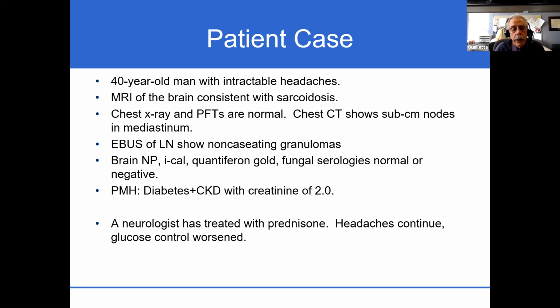However, when we sent him for an EBUS, he had biopsies showing lymph nodes with non-caseating granulomas. His brain natriuretic peptide, ionized calcium level, QuantiFERON Gold, and fungal serologies were all normal and negative. He did have diabetes with chronic kidney disease, and his creatinine was 2.0. And so he had been treated with prednisone, but he hadn't improved. His headaches had continued. His glucose control had been worsened. When I evaluated him, I was concerned about the use of methotrexate given his creatinine of 2.